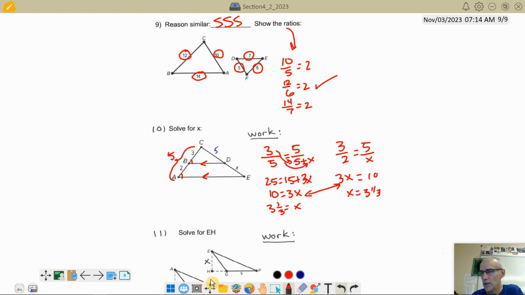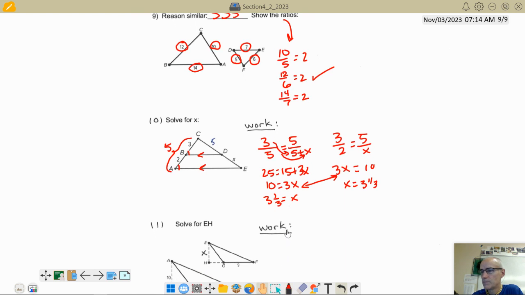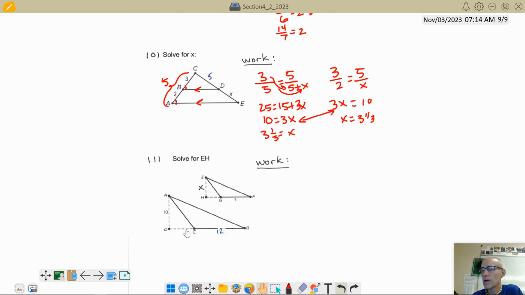Number 11, if you have similar triangles, how do we know we have similar triangles here? Well, it should have said that as well. Should have said these two triangles are similar. Sorry about that. All you have to do if you have similar triangles, all their corresponding parts are going to be in the same ratio.